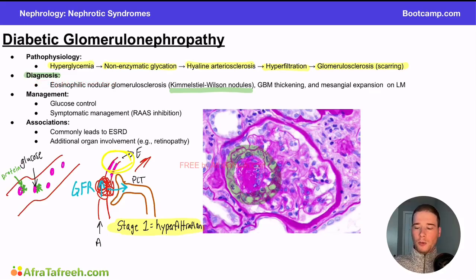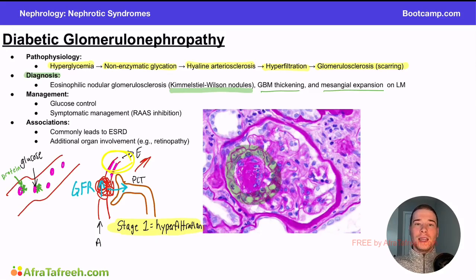On this light microscopy, we might also see glomerular basement membrane thickening and mesangial expansion. Remember, anything that disrupts the basement membrane, in this case thickening, is going to affect its ability to do its primary job and will often lead to a deficit in its ability to filter the appropriate substances.